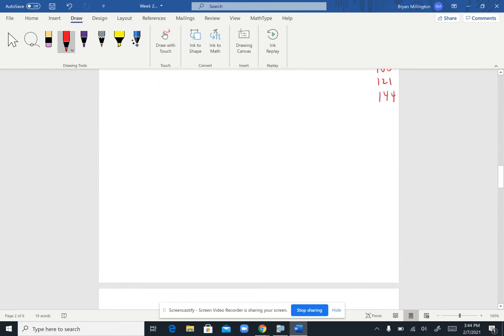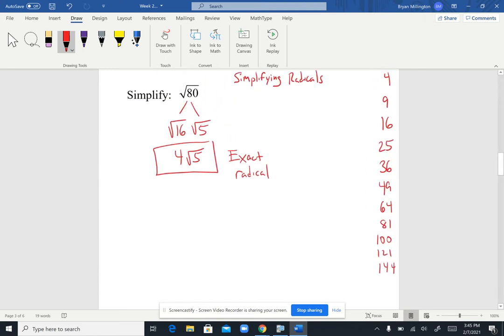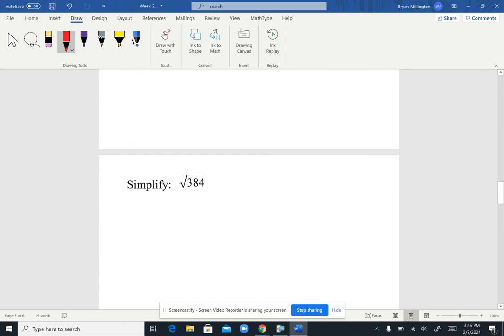All right, so I've got one for you to try on your own. 384, go ahead and try this. Again, you want to use those perfect squares and find the biggest one that goes into it. Go ahead, try this, pause it, and then come back. All right, hopefully you got this. Go back and look at these numbers. Turns out when I tried them all, 64 goes into 384, and it goes in 6 times. The square root of 64 is 8, and 6 is not a perfect square, so that just stays there. So that's your simplified radical answer for that.